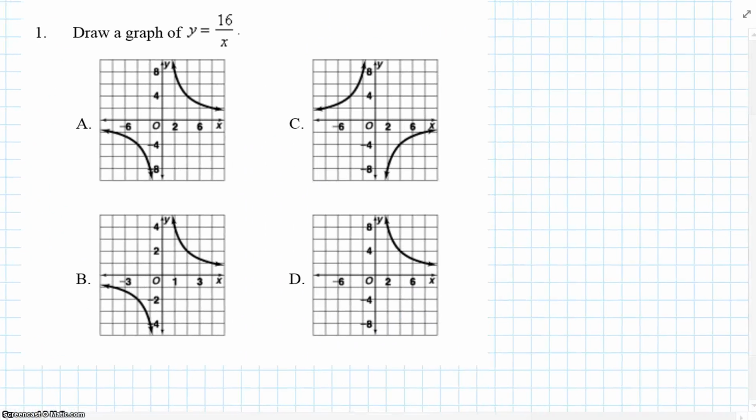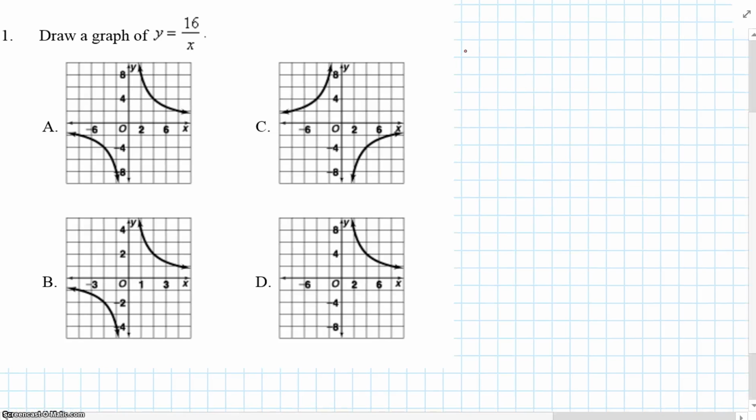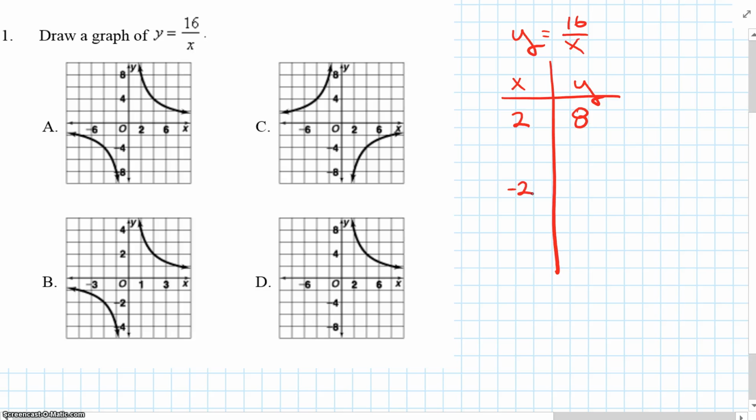Draw a graph of y equals 16 over x. So let's just pick some points. Let's do x and y. So I got y equals 16 over x. We know x cannot equal 0, and we know y cannot equal 0. So this is in points of 2. So when x is 2, y would be 8. When x is negative 2, y would be negative 8.